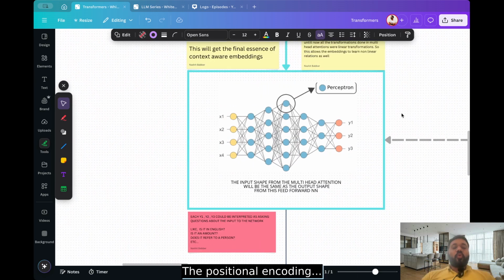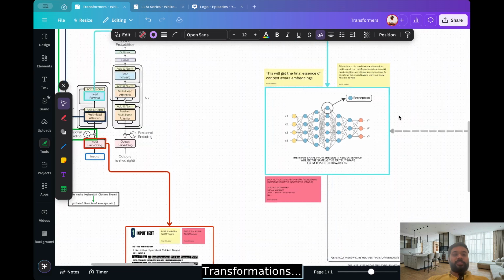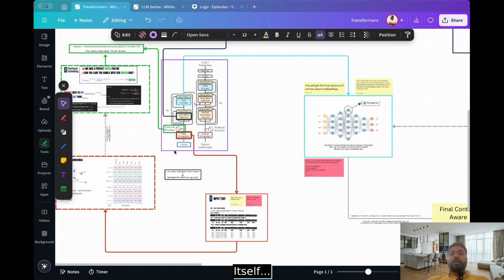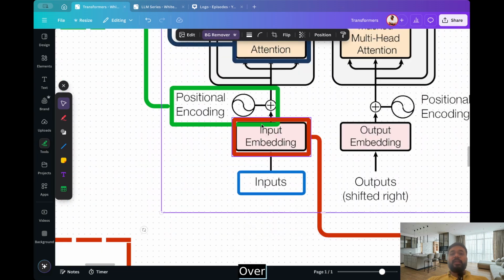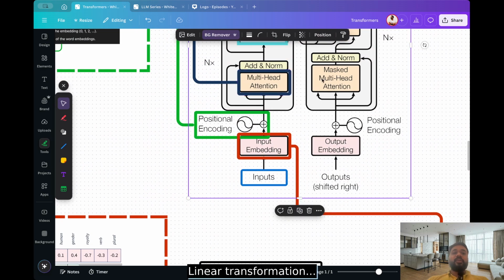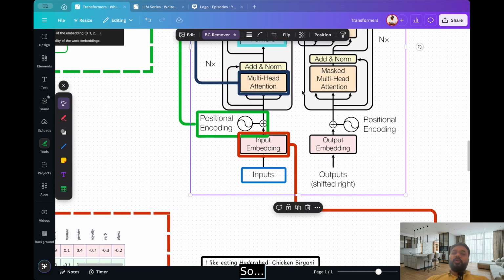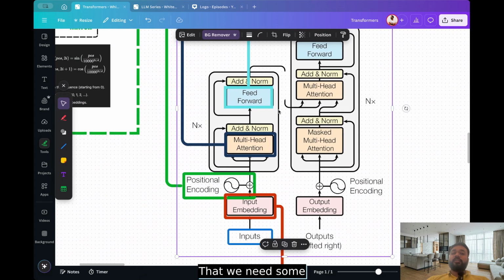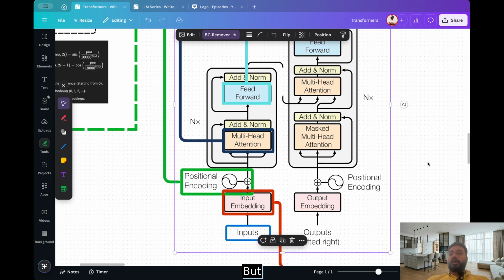So until now, all the transformations that we have done, the positional encoding transformation, the word embedding transformations, and the multi-head attention itself, you will realize that everything we are doing over here is basically a linear transformation. So you understand from deep learning that we need some non-linear transformations as well, to capture the non-linear relations between the words, right? So that is what we'll learn in the next lecture, but this is exactly how the multi-head attention works.